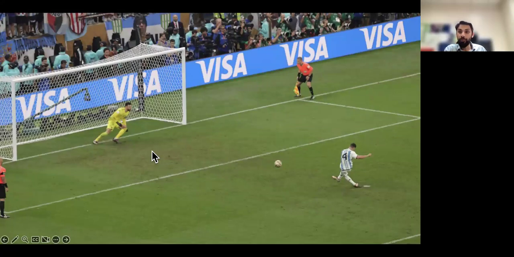Anyone? So I'm waiting for someone to tell me where this scene is from. Obviously, it's somebody taking the penalty. World Cup final. Excellent. So this is the penalty that won the World Cup for Argentina. Yes, excellent. Argentina, World Cup final, right?